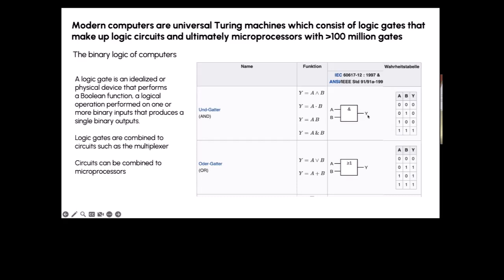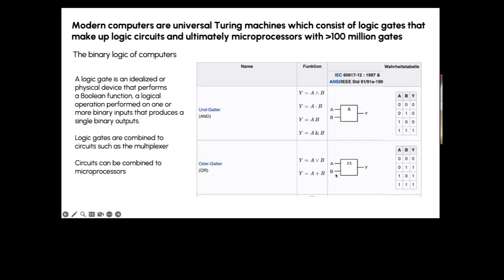You can realize this with a transistor. If you put no current in both, you will not have current here either. If you put current in both, you will have current and so on. So the transistor is set up in a way to basically implement this truth table, right? So that you get only a one if both of the inputs are one. And an OR gate gives you electricity on this Y output channel when one of the channels has current on it, right?